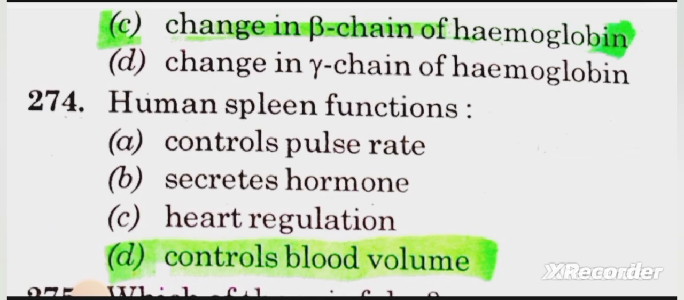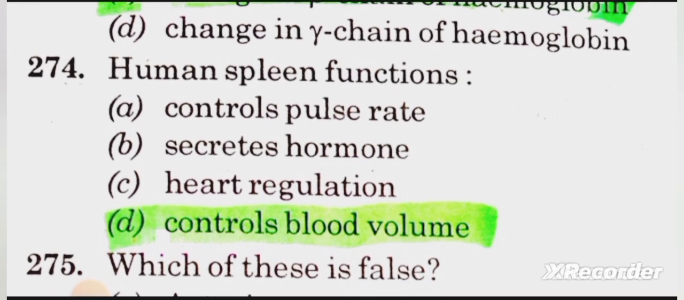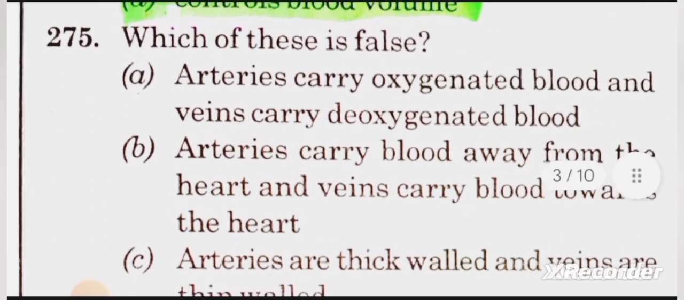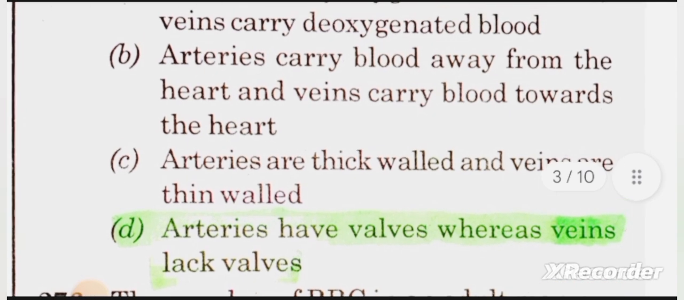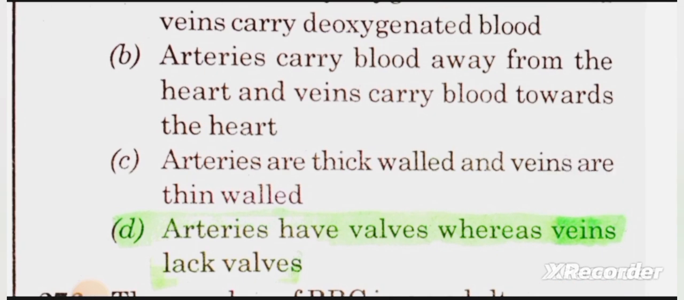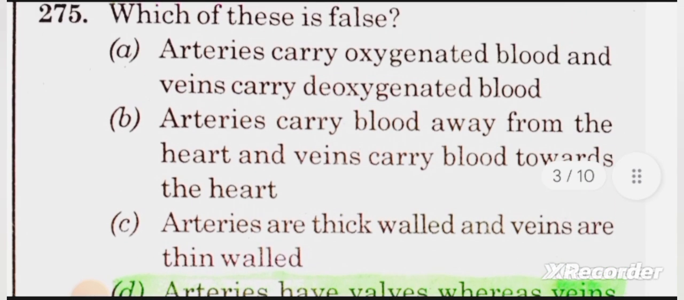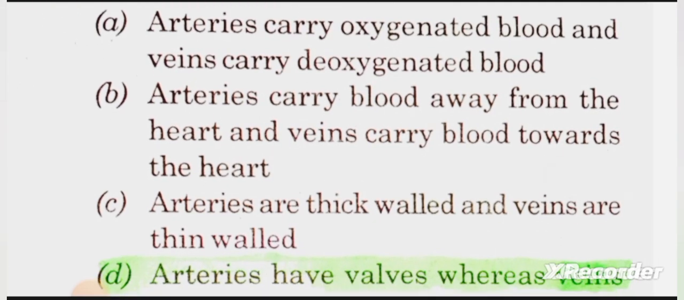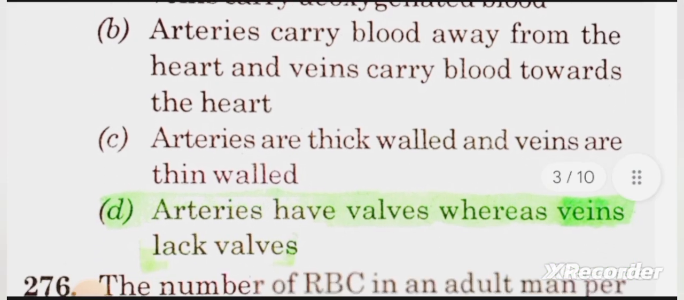Next, 274. Human spleen functions answer D, control blood volume. 275. Which of this is false? Answer D, arteries have walls whereas veins lack walls. It is false. A, B and C are true. Arteries carry oxygenated blood and veins carry deoxygenated blood. It's correct. Next, arteries carry blood away from the heart and veins carry blood towards the heart. It's also correct. Then C, arteries are thick-walled and veins are thin-walled. It's also correct. Then D is wrong.